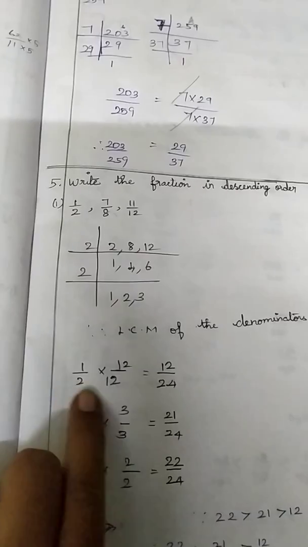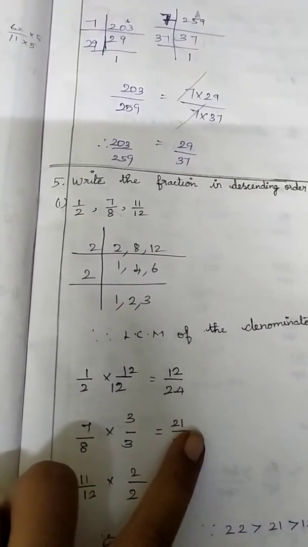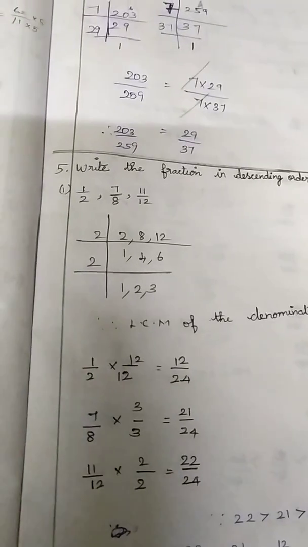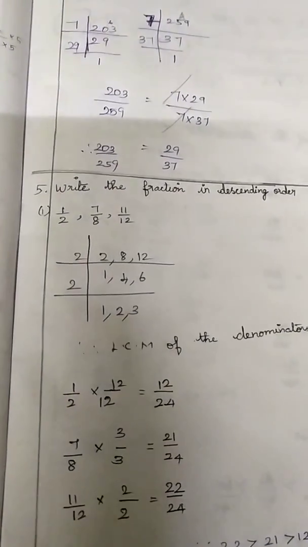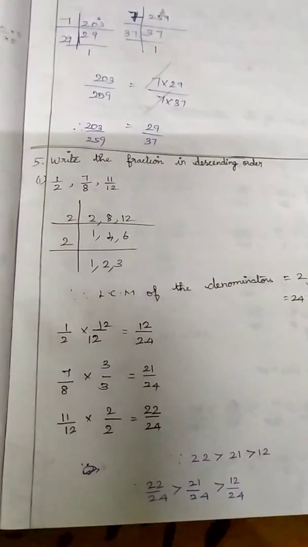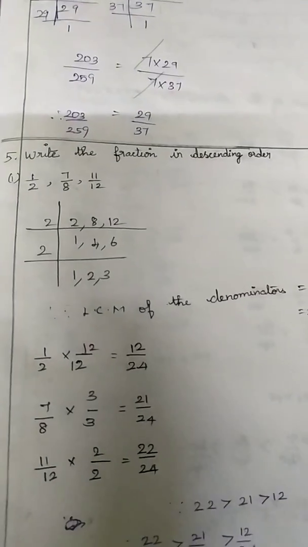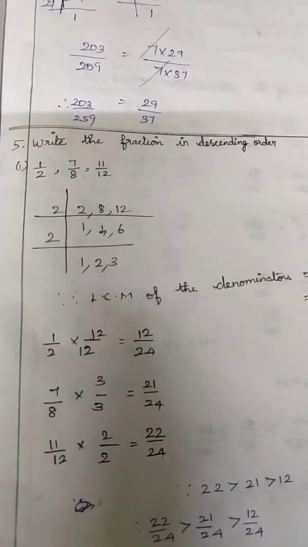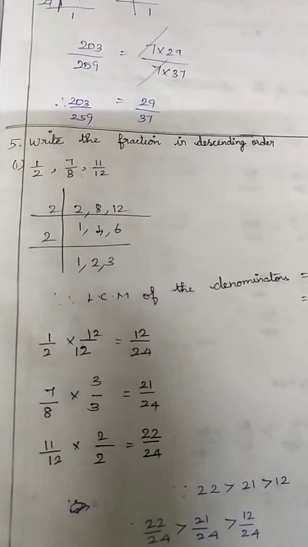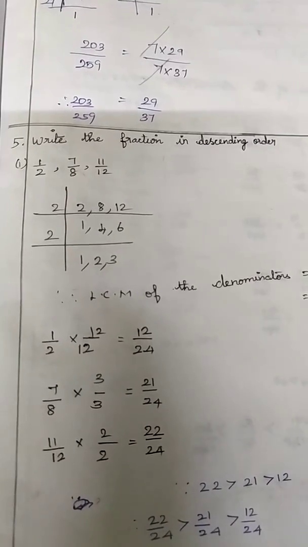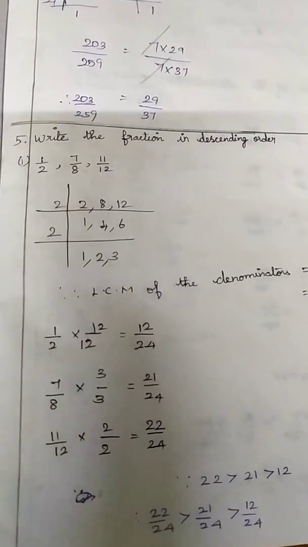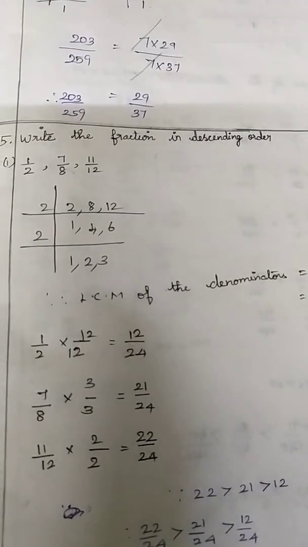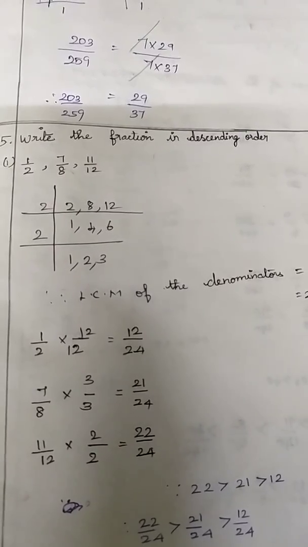Our next step is taking these fractions and making the denominator 24. When you multiply 2 into 12, your denominator will become 24. So both numerator and denominator you are going to multiply by 12. So 1 into 12, your numerator will become 12. 7 by 8: to make 8 as 24, we multiply 8 into 3, 8 3s are 24. Similarly, numerator 7 into 3, 21. So 21 by 24. Again 11 by 12: 12 into 2 is 24 and 11 into 2 is 22.